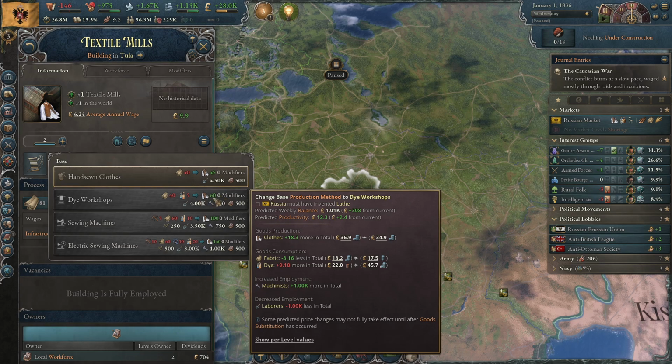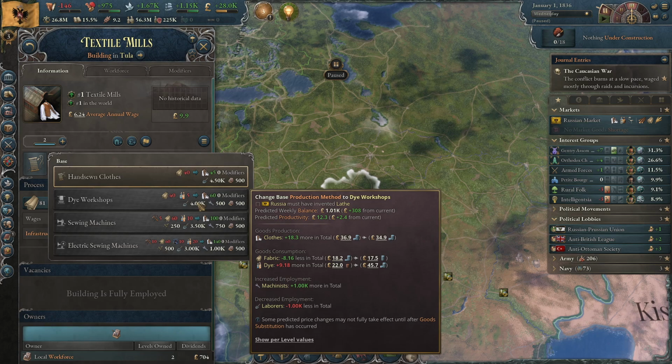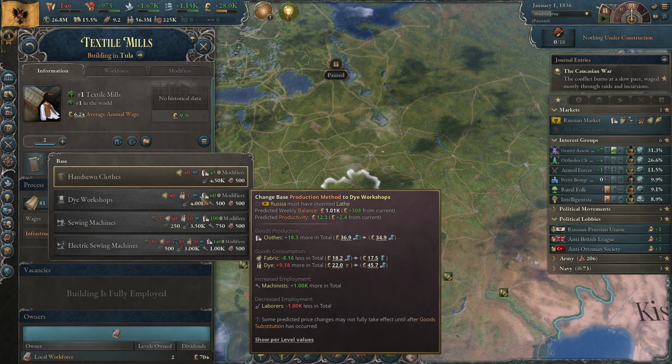As you're going up in each level, the system will try to give you a predicted idea of the change in balance, but this is not always accurate, so I would take it with a grain of salt. But you do have a lot of the base information here that you can then use yourself with a little bit of math. So as you can see, Dye Workshops introduces 5 dye to make more clothes and makes some of the laborers into machinists.